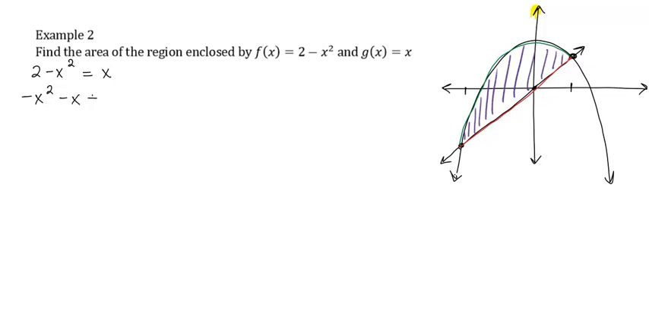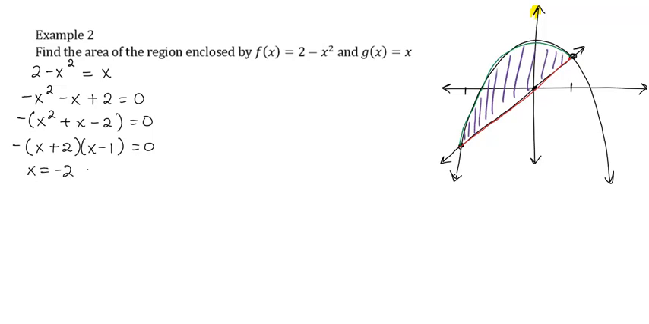This is a quadratic equation, so I'll first just get 0 on one side, and now I'm going to work on factoring this expression. Looking for two numbers that multiply to -2 and add up to +1. That's a +2 and a -1, giving me solutions that x is equal to -2 or x is equal to +1.